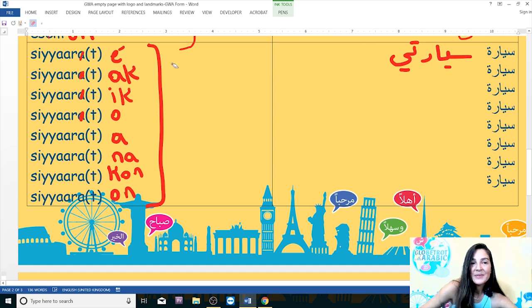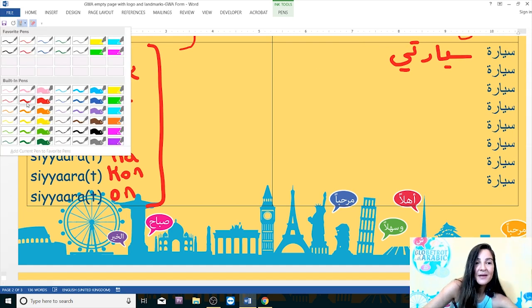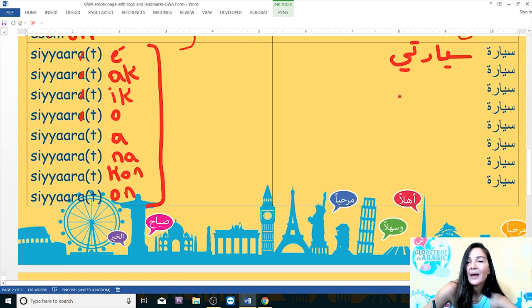So, whenever we attach a possessive ending, this te marbuta goes back to opening itself. It was marbuta, and now it's no more going to be marbuta. It's going to be like this. It opened itself. It became like a normal T. That's why we write it like this. Siyarte. Okay? Siyarte. And then we have siyartak, like this in the end. Siyartik.